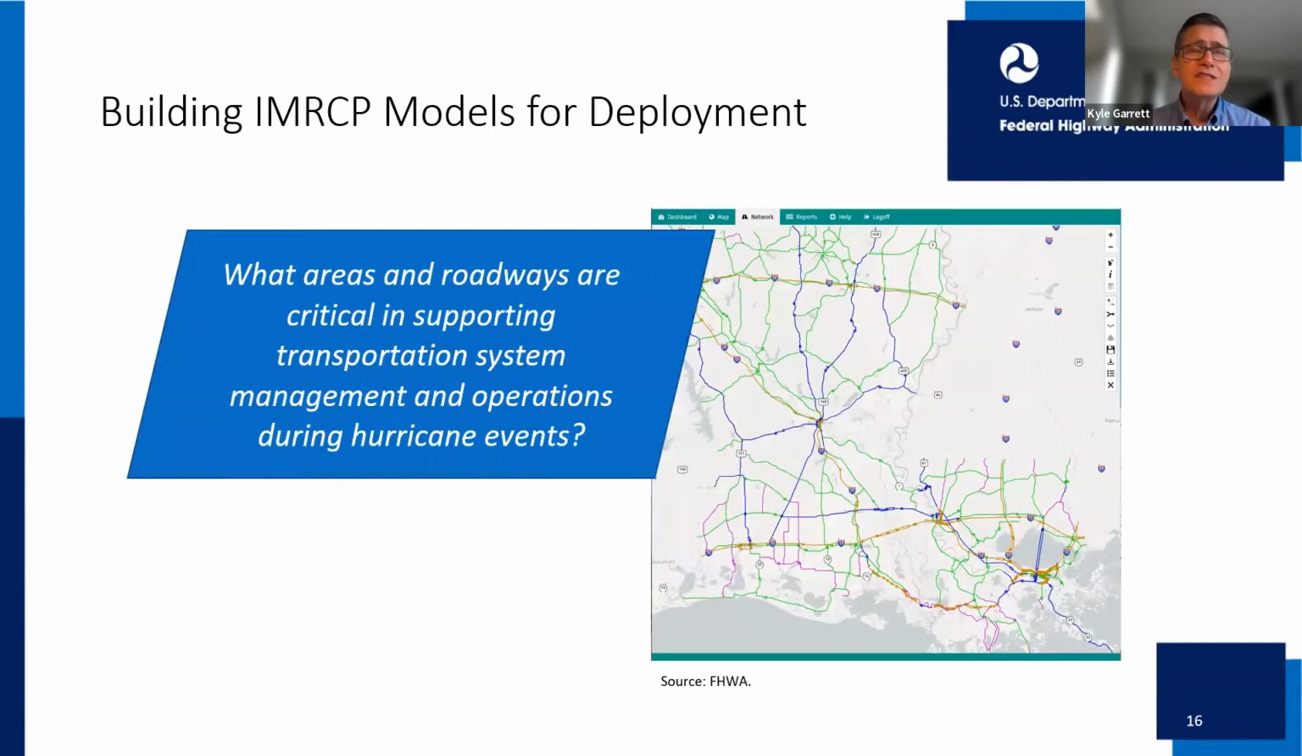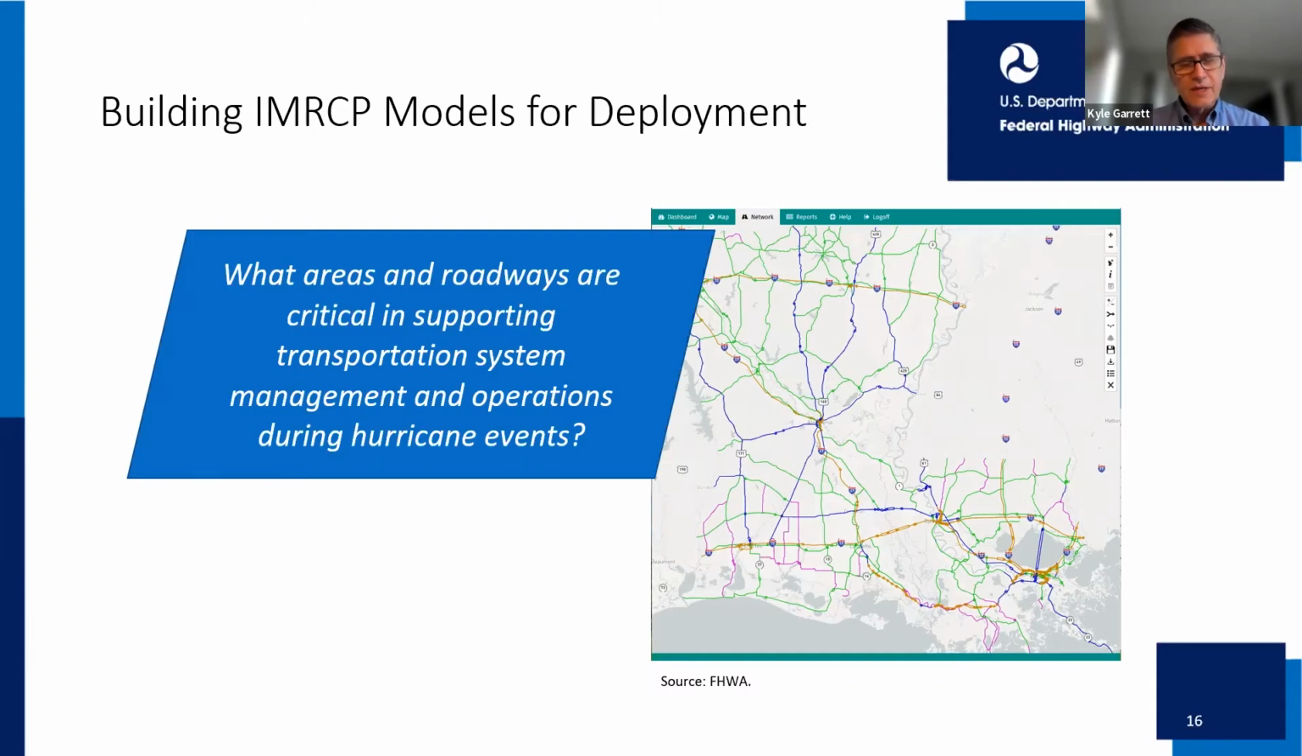All of this, of course, has to actually relate to the road network itself. And there's a lot of effort spent up front in an IMRCP deployment, asking questions like, what areas and roadways are critical in supporting the transportation system and TSMO, in this case in Louisiana, say, during hurricane events. So there was a multi-part process to go look at what kinds of data and opportunities, what kinds of operations would be taking place on the road network during that circumstance.